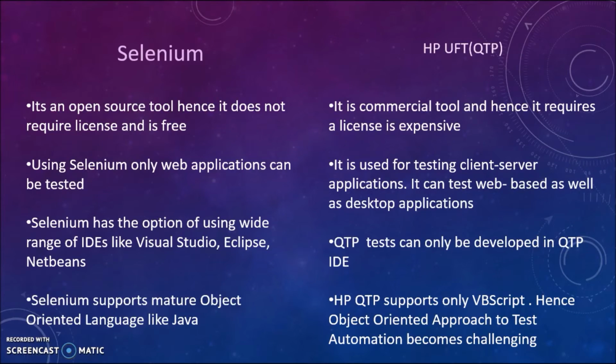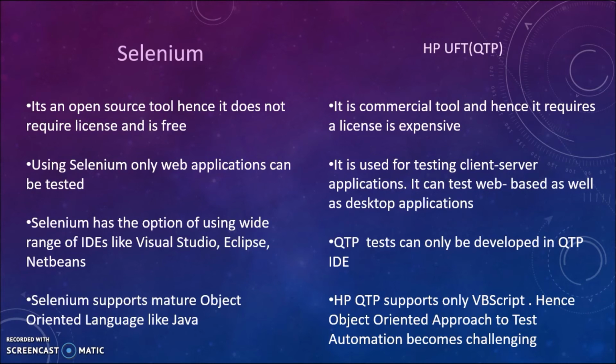There are also several tools like HP QTP. QTP stands for Quick Test Professional. It is a commercial tool, and its license is very expensive, whereas Selenium is an open source tool, so you can use it for free, and it does not require any special license. Selenium only tests web applications, whereas QTP is used for testing client server applications. It also contains many other features from Selenium.